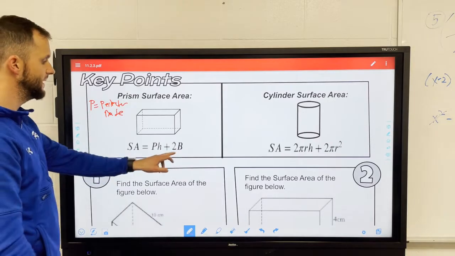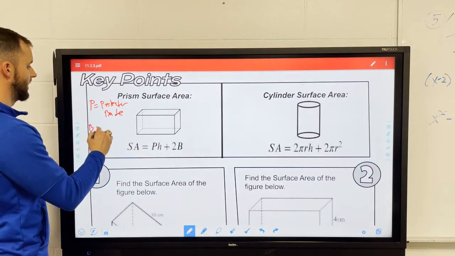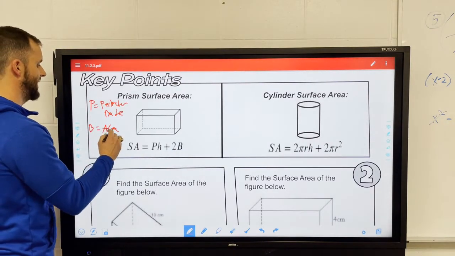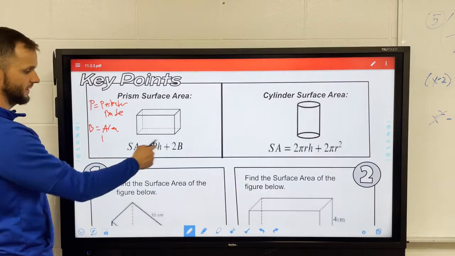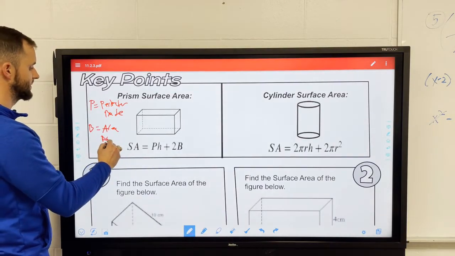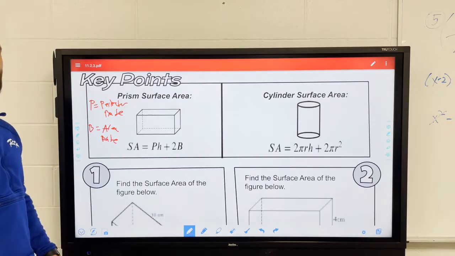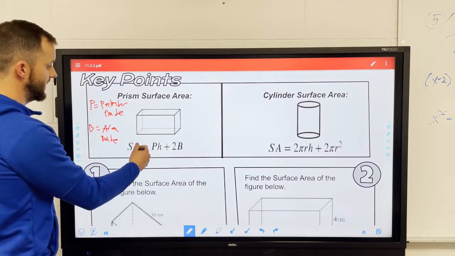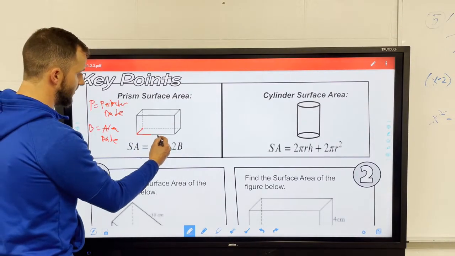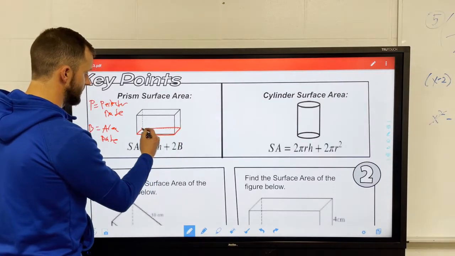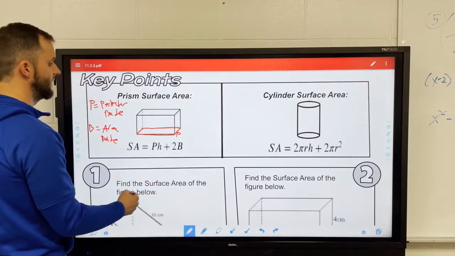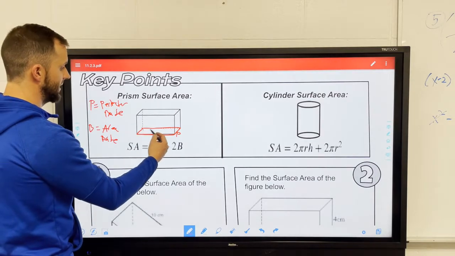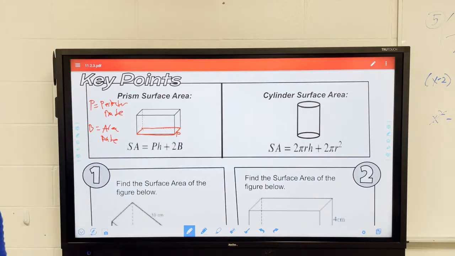The capital B here means the area of the base. So anytime you have a capital B or a capital something like that, that's what it's going to mean. It's going to be the area of the base and the perimeter of the base. So remember, P is going to be the base all the way around. So that's my perimeter. So that's what P represents. And then the area of the base is going to be everything mixed in between, okay?